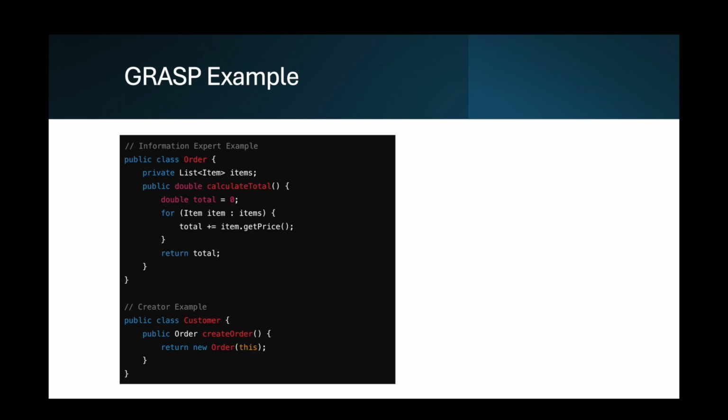Look at the information expert example here, where we have a class Order which has a private list of items, with a function calculate total, which returns a double, initially set to 0. Then for each item we iterate through and increment the price for that item and return the total. There is also a creator example where we have a Customer class which has a function create order, which returns an Order.